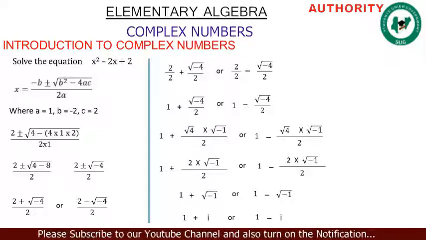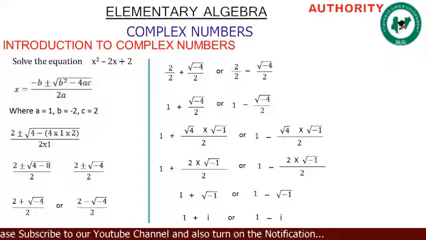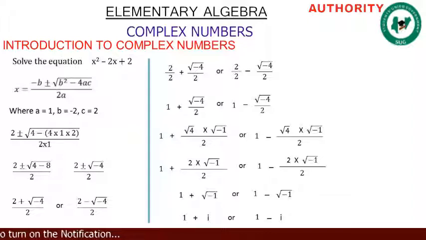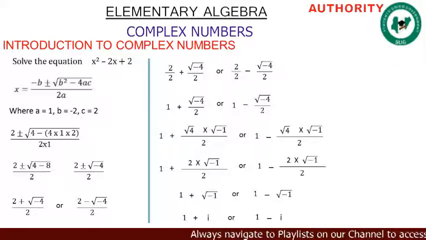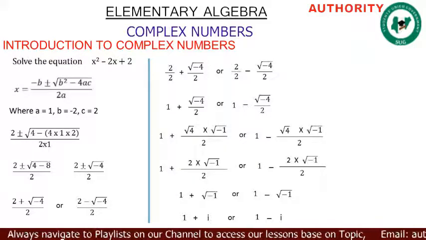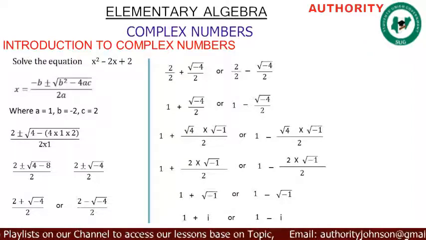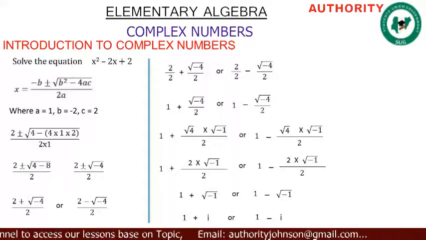So that means we're going to have in this equation 1 plus i or 1 minus i. So the solution to our quadratic equation x squared minus 2x plus 2 is giving us 1 plus i or 1 minus i. And then you discover that this is different from the real numbers we have been encountering. So this is the introduction of imaginary numbers to the set of real numbers.